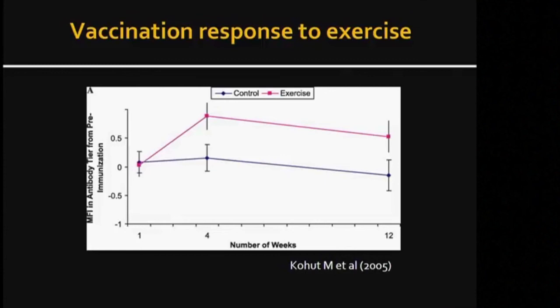What they did was they got older adults to go to aerobics classes for 3 months before they had their vaccination response. And you can see that in the ones that did regular exercise, they got a better vaccination response.